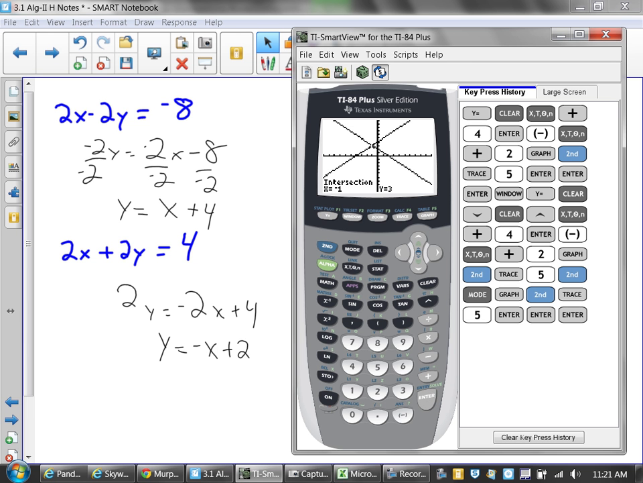I have absolutely no idea what the point of it saying guess is. I really have no idea why they say guess. But there you go. There's the solution, the solution set.